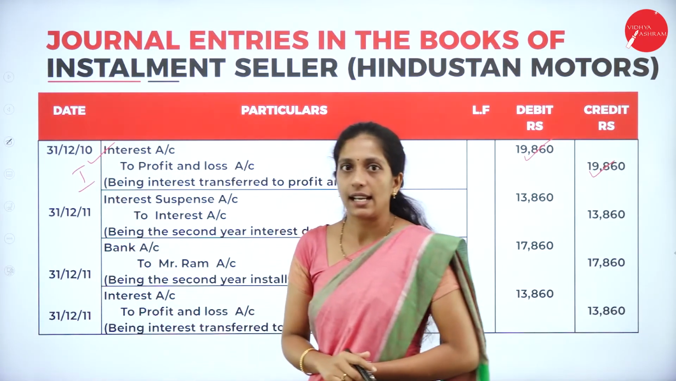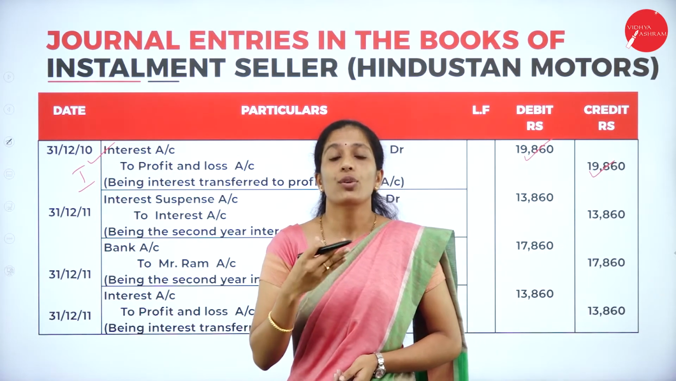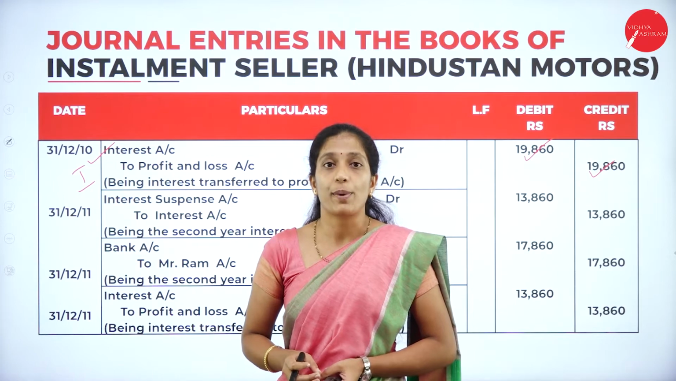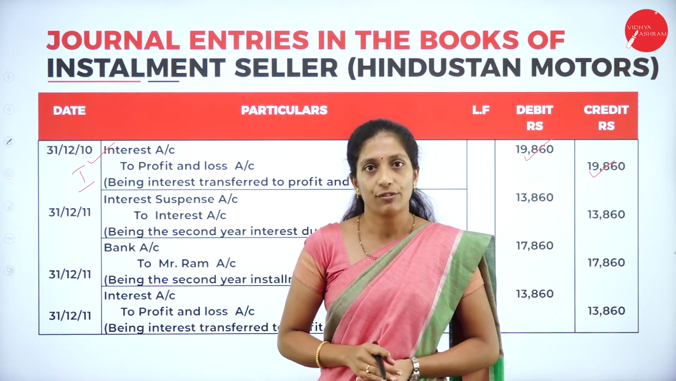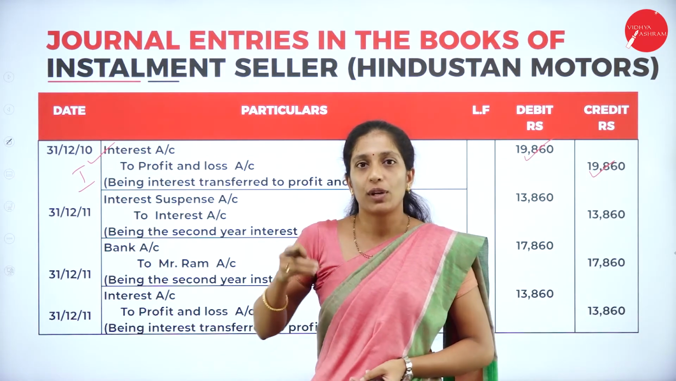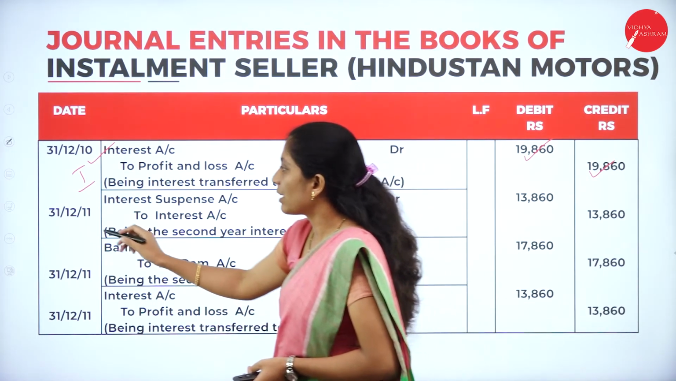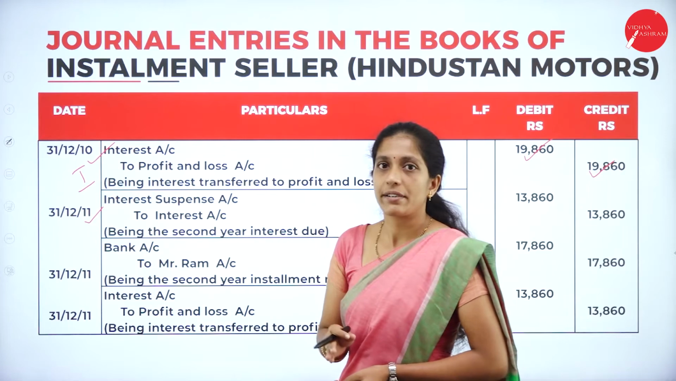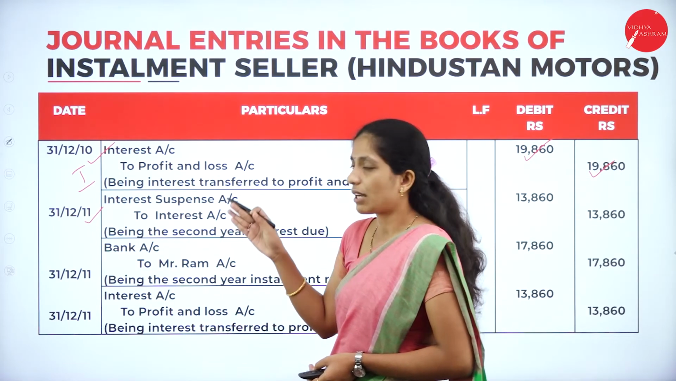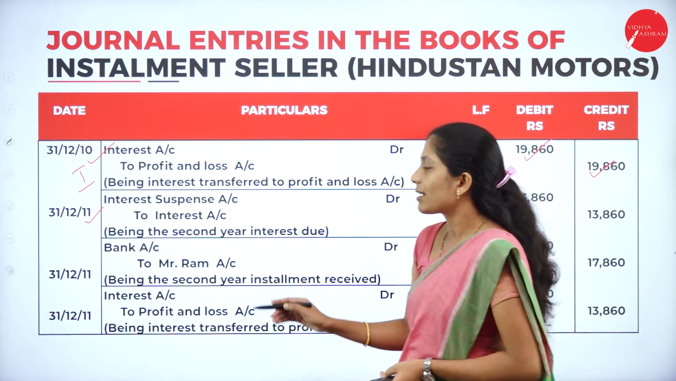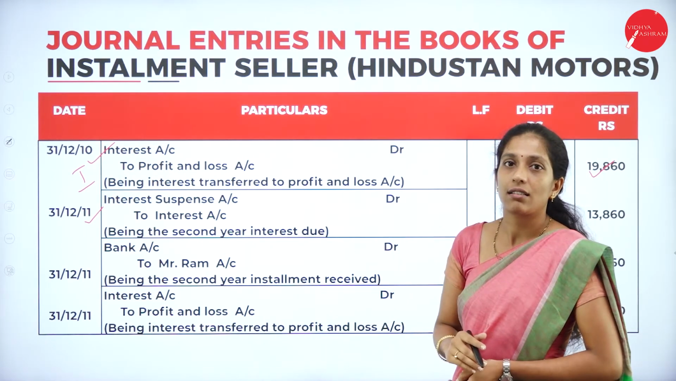Now come to the second year. In the second year we are not going to record entry for selling of asset as well as receiving the down payment. We have already done that in the first year. And the remaining amount will be paid in the form of installment. Right? So for the second year we shall begin with interest due. So your entry remains same, 31/12/2011, second year. Interest suspense account data to interest account, being the second year interest due.